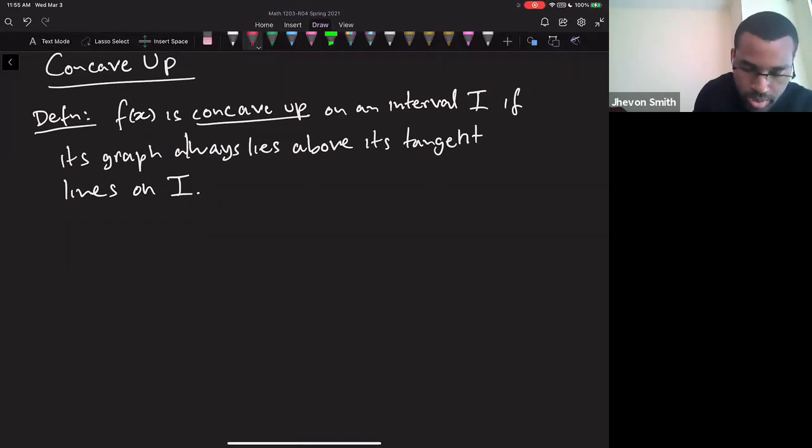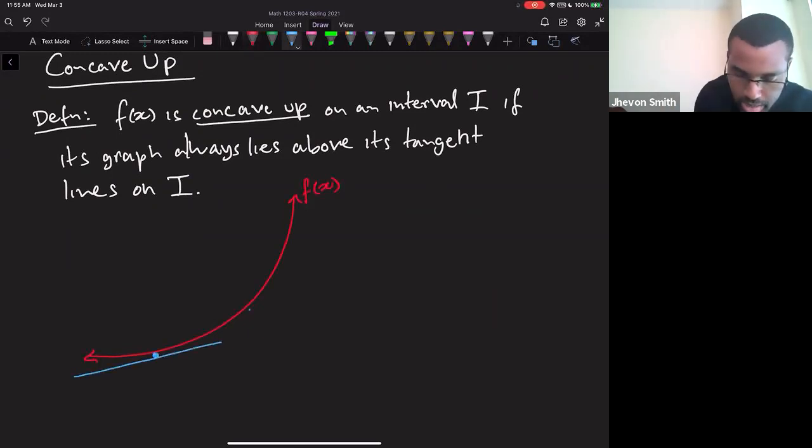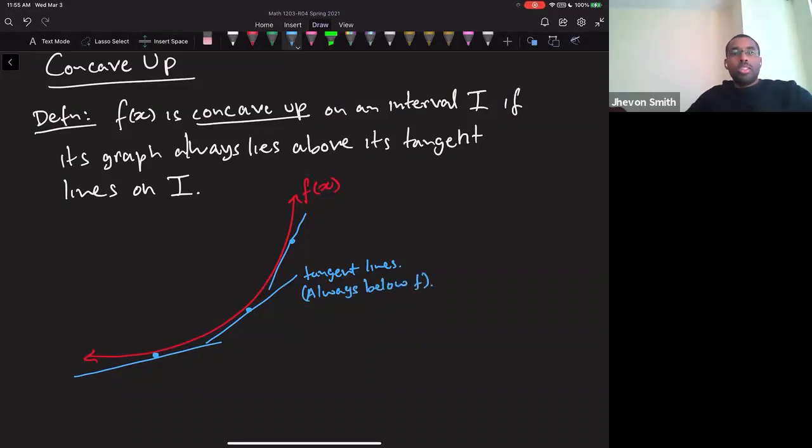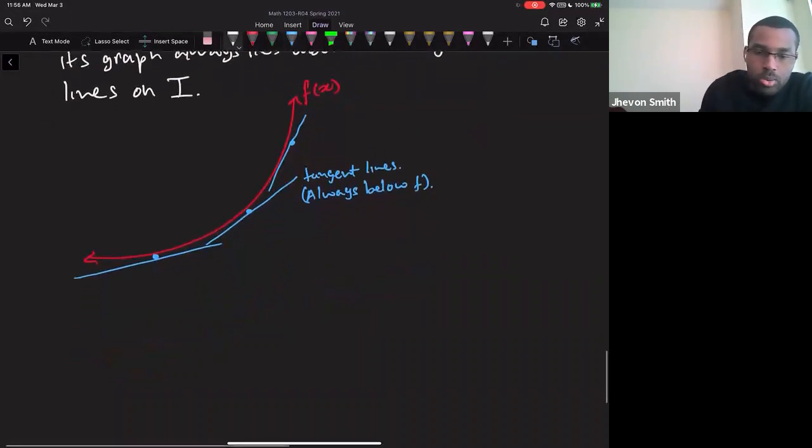Here is my function f of x. If at any point I were to sketch a tangent line, notice that the function is always going to be above the tangent line, right? These are tangent lines. Notice that they're always below. So a function that exhibits this property, we say that the function is concave up wherever it exhibits this property. Now, here's what I want you to notice about what's going on here.